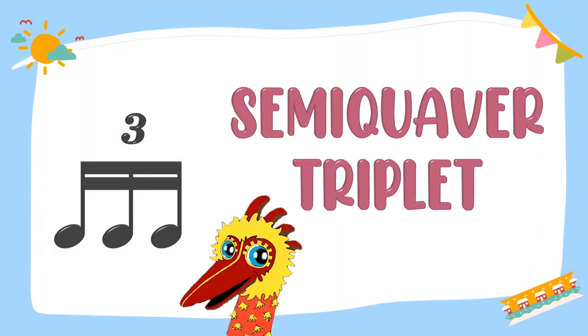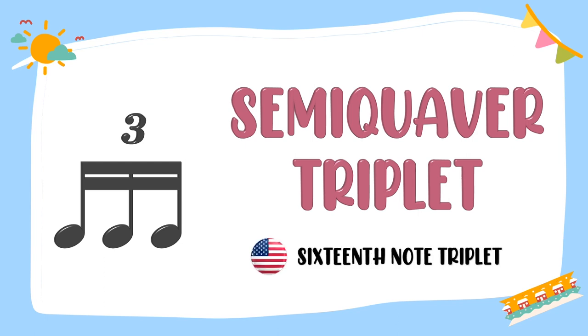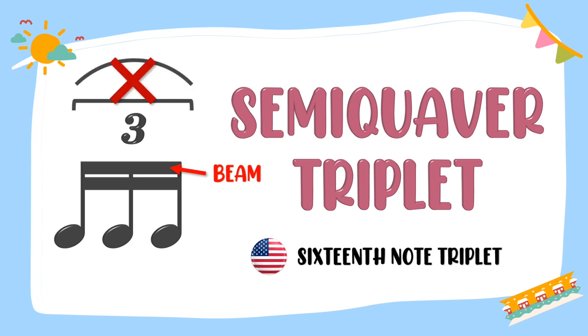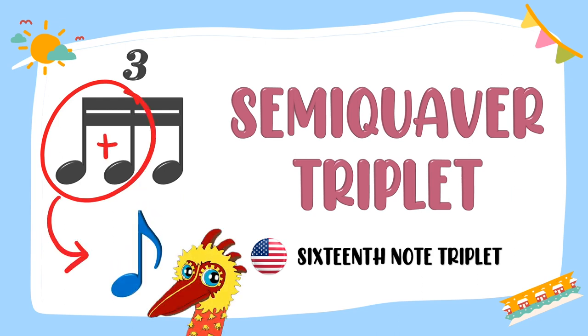Next, we have the semiquaver triplet. Semiquaver triplet is also known as 16th note triplet in the US. A group of 3 beamed quavers or semiquaver triplet do not need the bracket or curved line to indicate they are triplets. They just need to have a number 3 above or below the notes. The total value of a semiquaver triplet is equal to 1 quaver beat. Because 1 semiquaver plus 1 semiquaver equals 1 quaver.